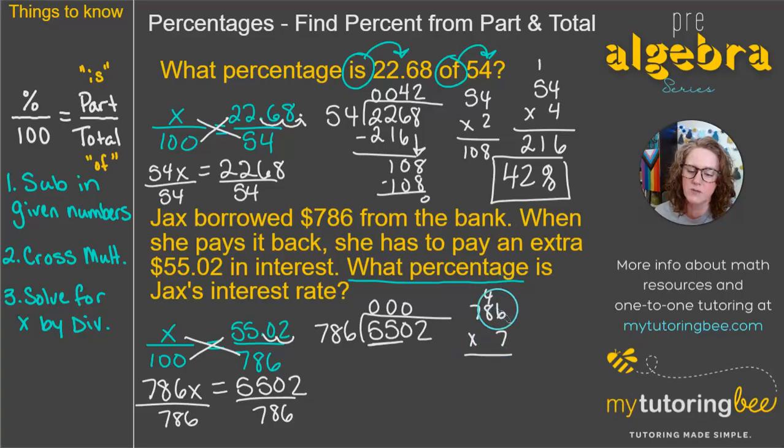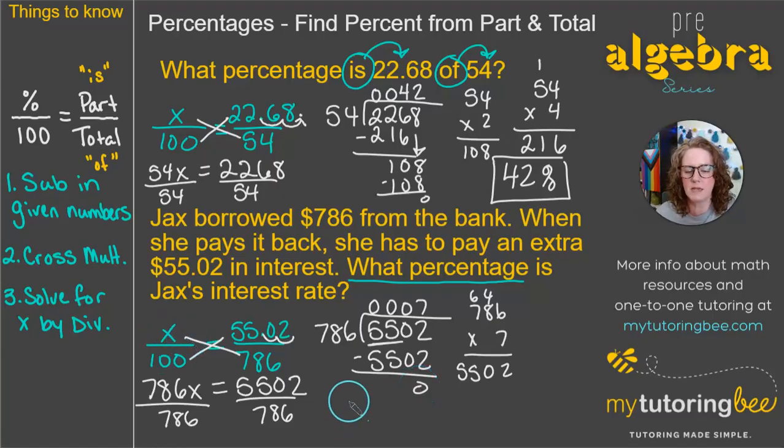So 7 times 6 is 42. 7 times 8 is 56 plus 4 more is 60. 7 times 7 is 49 plus 6 is 55. Look at that. It goes in perfectly right there. That comes out to 0. So then our missing number here is 7%. That is Jax's interest rate.